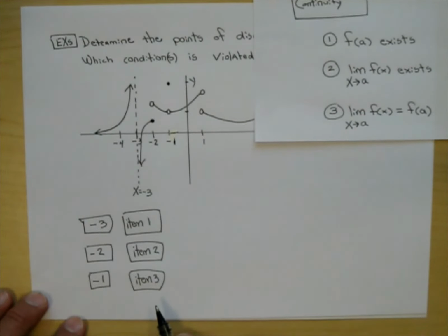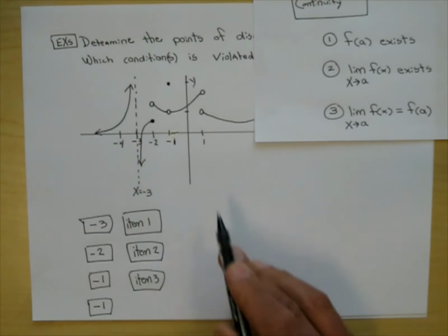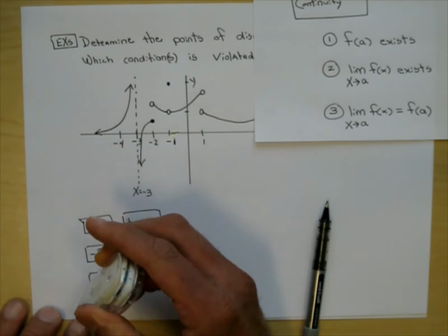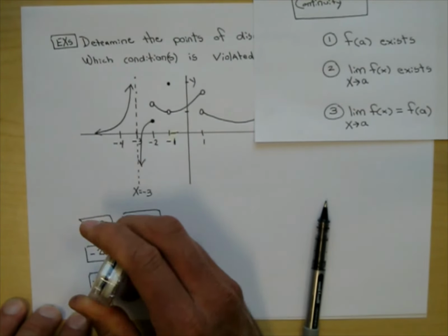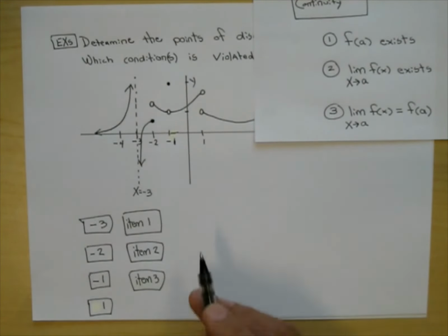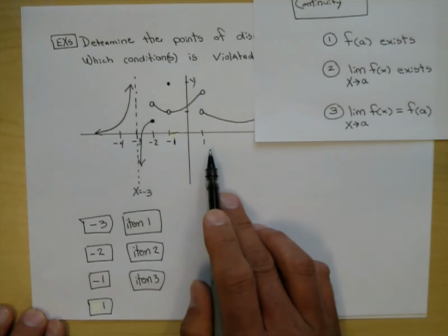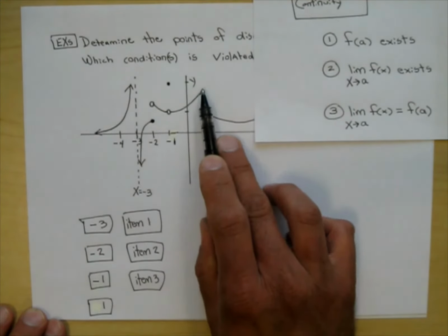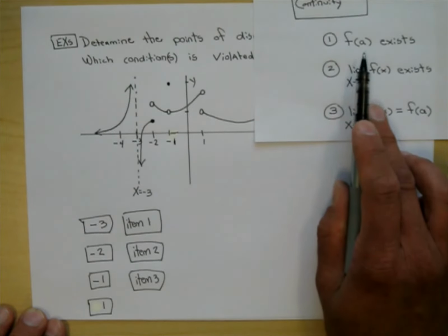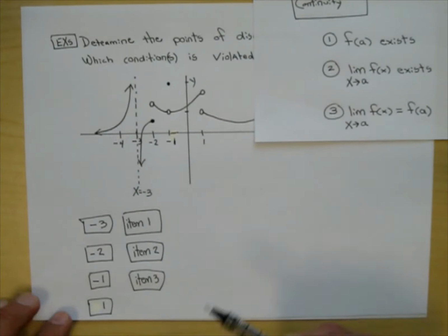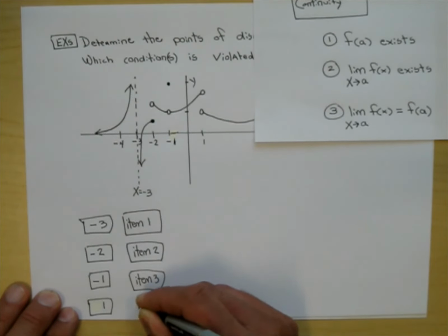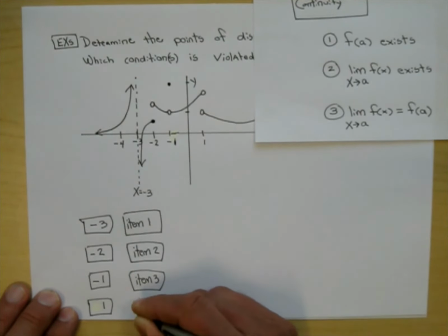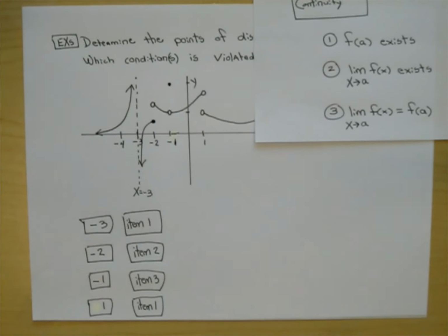The next point of discontinuity is negative 1. It's not negative 1. What am I saying? It is positive 1. There it is. It's positive 1. And let's take a look at the items. Does f of 1 exist? Well, there's a hole there. You look up and down, you don't see a point. F of 1 does not exist. So the condition that's violated is item 1. So that's what they're going to have you do in the homework.